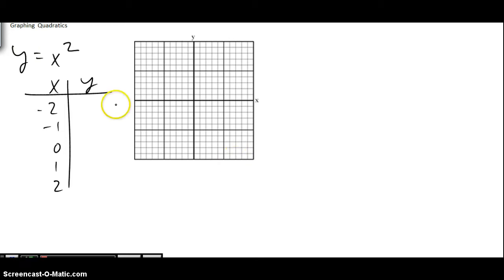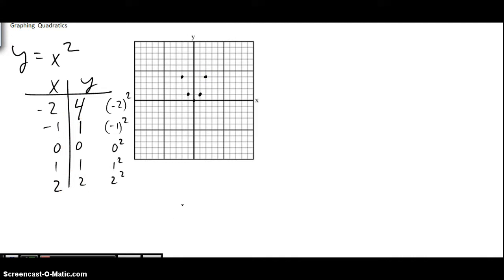So in this case, this is -2 squared. -2 times -2 is 4. This would be -1 squared. -1 times -1 is 1. 0 squared is 0, 1 squared is 1, 2 squared is 4. So each one of these is a coordinate point, and I'm going to graph each one of those. So -2, 4, right there. -1, 1, right there. 0, 0, 1, 1, 2, 4.